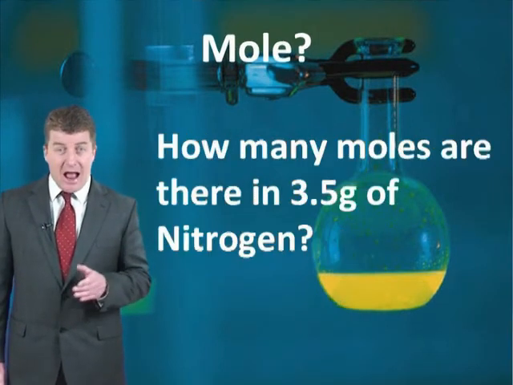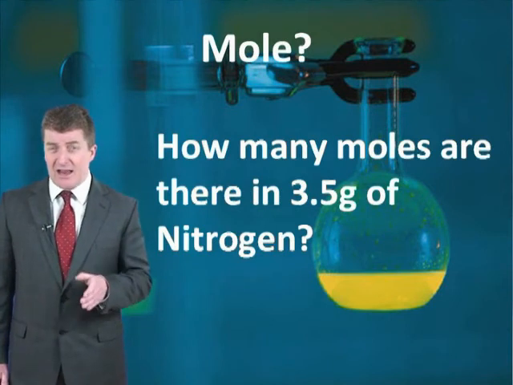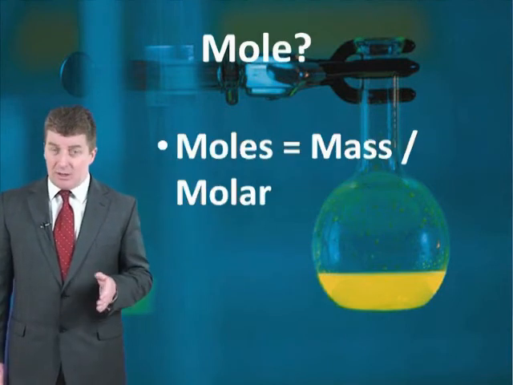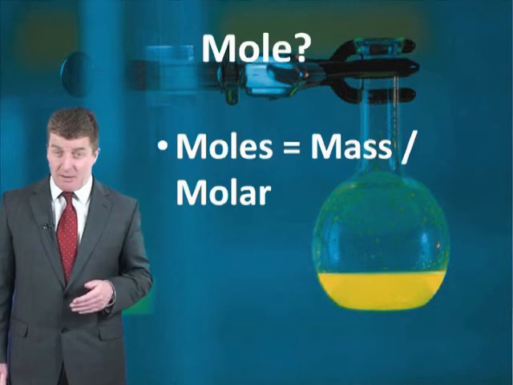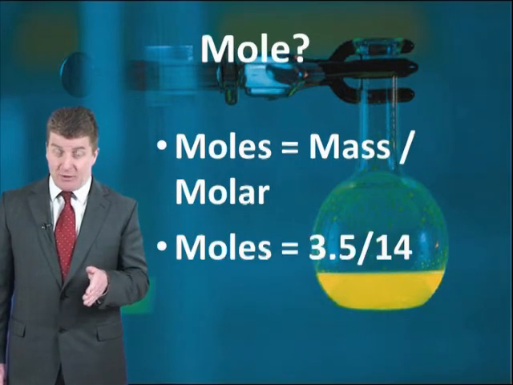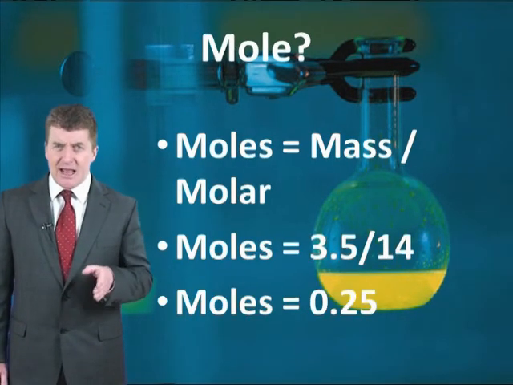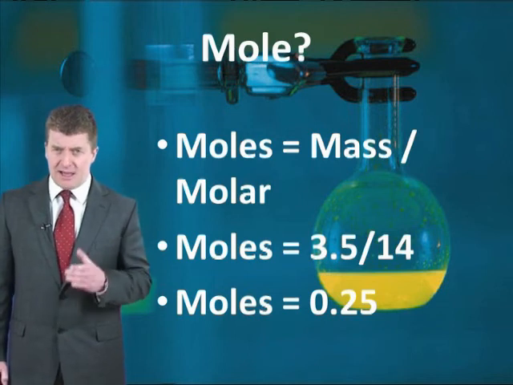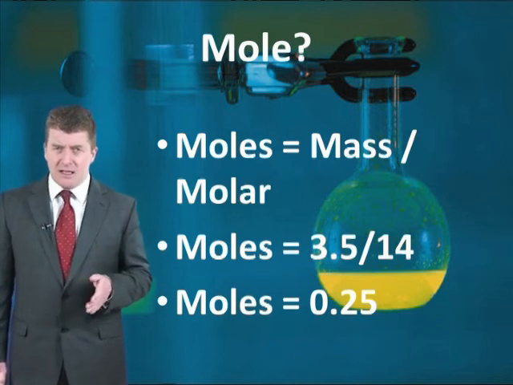Let's do another example. How many moles are there in 3.5 grams of nitrogen? Well, the moles equals the mass divided by the molar mass. 3.5 divided by 14, 14 for nitrogen, is 0.25 moles.